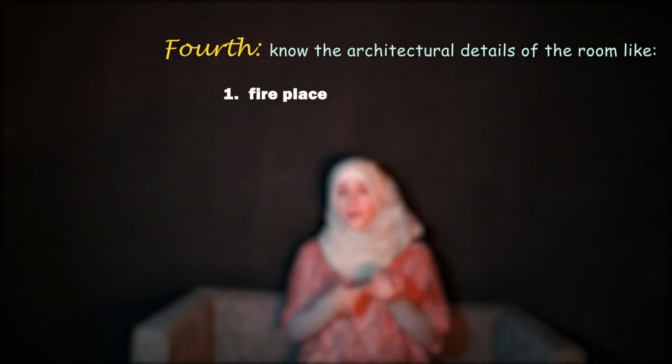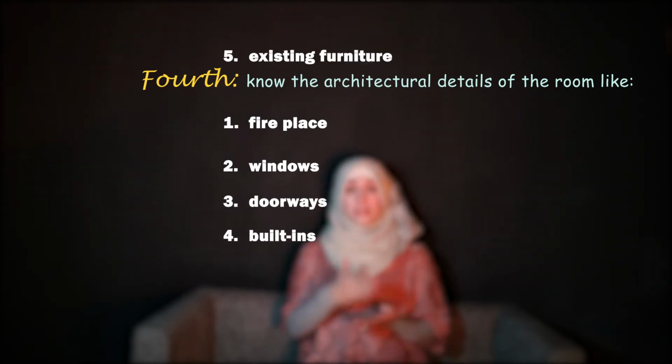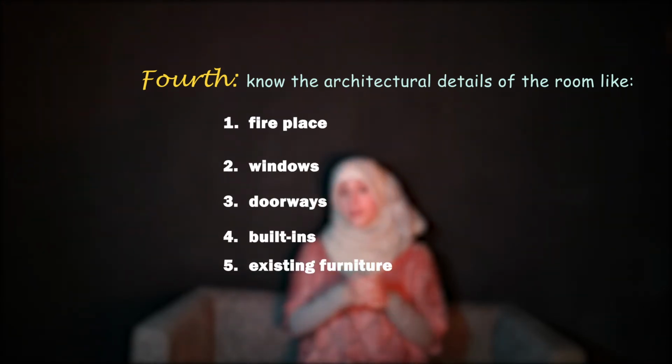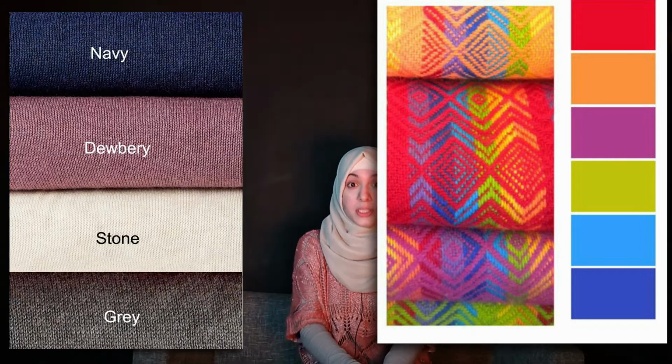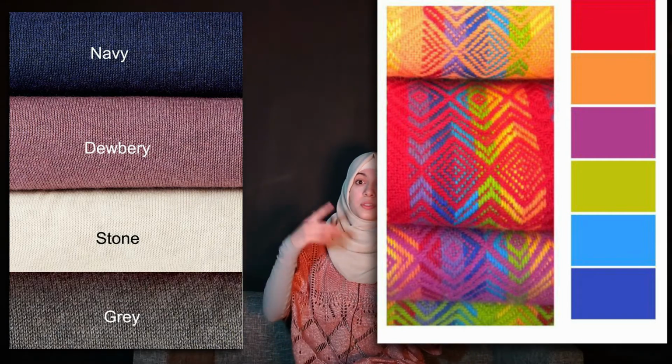When taking measurements of the room, it's really important to know the architectural details of the room, like fireplace, windows, doorways, built-ins, existing furniture maybe. Then, you need to do color, texture, materials and light schemes. Select all the colors you want to use according to what you are going to learn in this course. Choose the final colors of everything. Do the same with textures, patterns and so on.